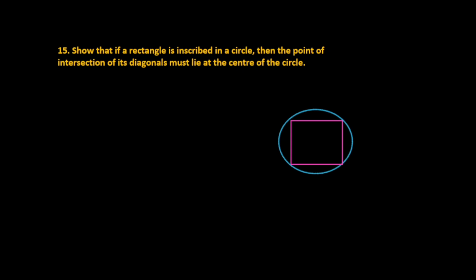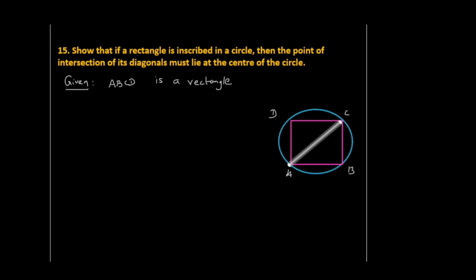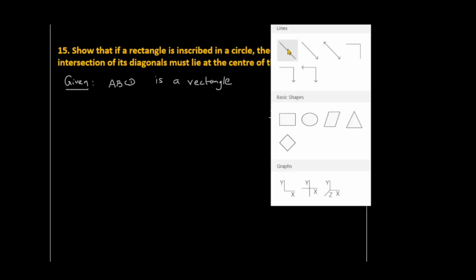Fifteenth question: show that if a rectangle ABCD is inscribed in a circle, then the point of intersection of the diagonals must lie at the center of the circle. So, given here, ABCD is a rectangle. We have to look at the diagonals. Let's join AC, which is one diagonal, and BD is the other diagonal.